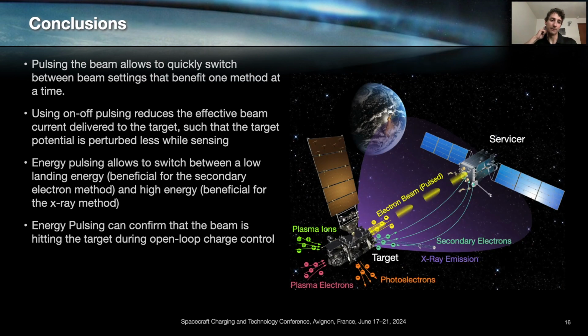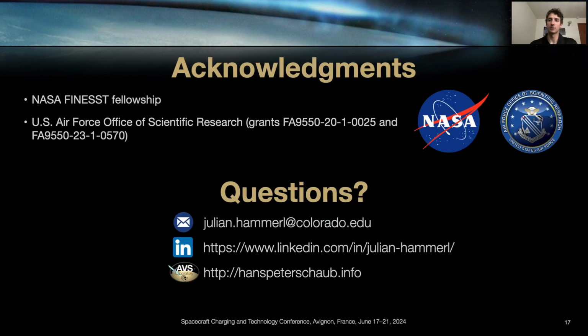So in conclusion, pulsing the beam allows us to quickly switch between beam settings that benefit one method at a time. Using on-off pulsing reduces the effective beam current delivered to the target, such that the target potential is perturbed less while sensing. Energy pulsing allows us to switch between a low landing energy that is beneficial for the secondary electron method and a high energy that is beneficial for the X-ray method. And finally, energy pulsing can confirm that the beam is hitting the target during the open loop charge control method that we've proposed in previous work.